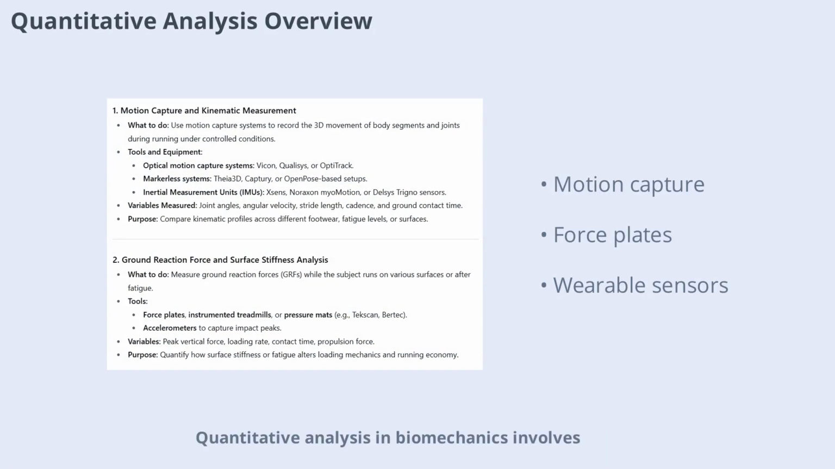Quantitative analysis in biomechanics involves collecting and analyzing numerical data. This might include using motion capture systems, force plates, or wearable sensors to measure how the body moves. The data collected is then used to calculate variables like velocity, acceleration, and joint angles. This approach provides objective, repeatable results that can be used to track progress or compare different techniques.